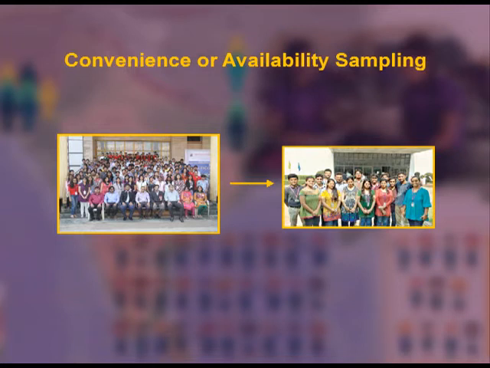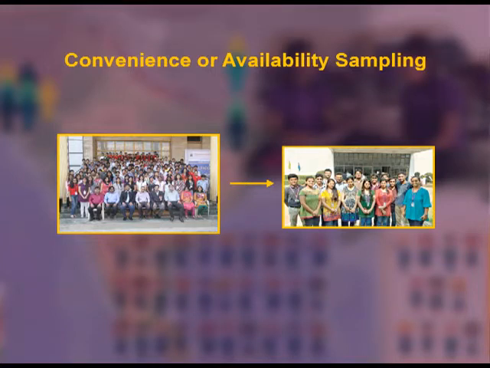First, convenience or availability sampling. Convenience sampling is a method of choosing respondents who are available or easy to find. For example, in a class of a school, there is availability of 100 students. An investigator wants to take a sample of 17 students. At random, the investigator can select 17 students who are accommodated in the hostel of this school. They are always available in the hostel, and very conveniently, the investigator can collect information from them.